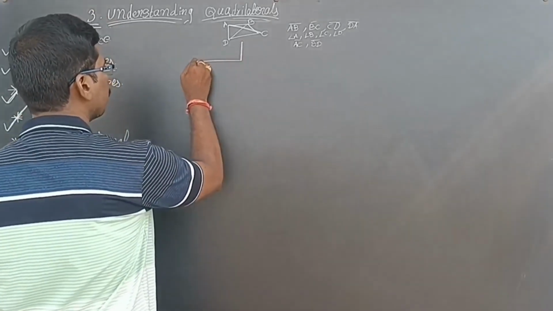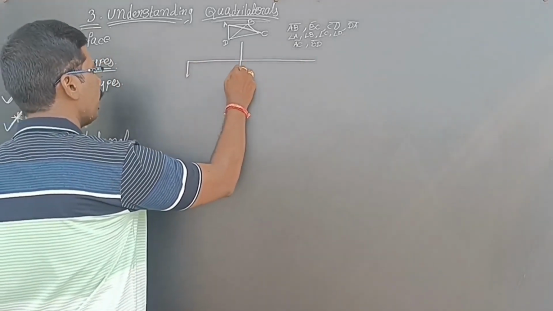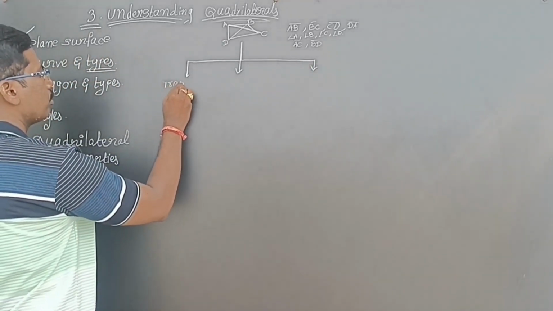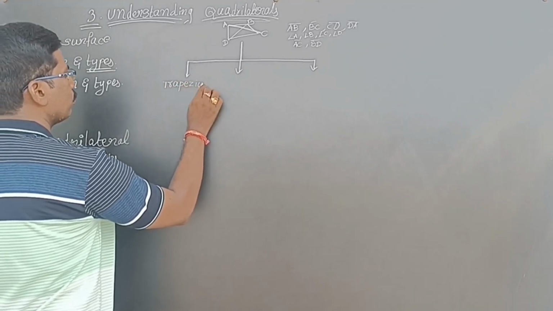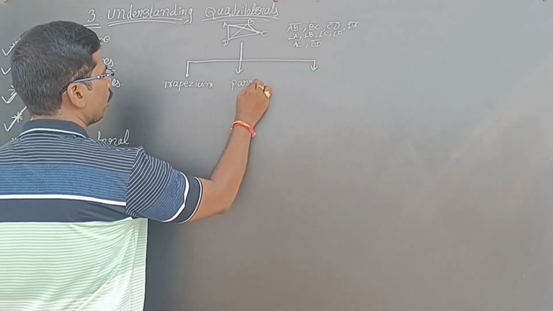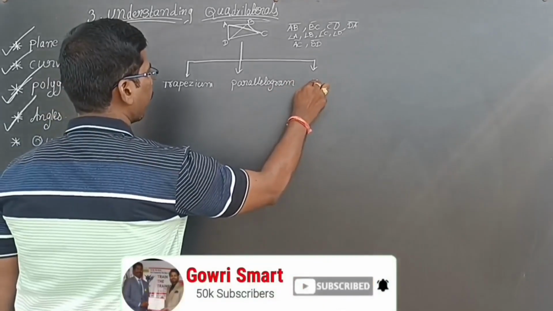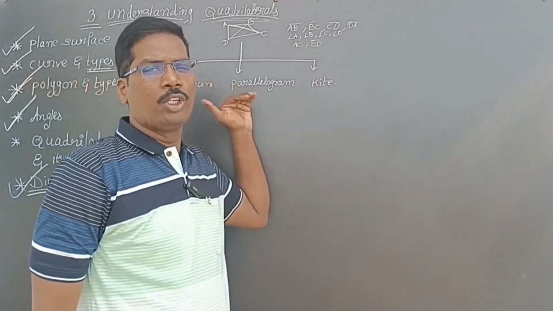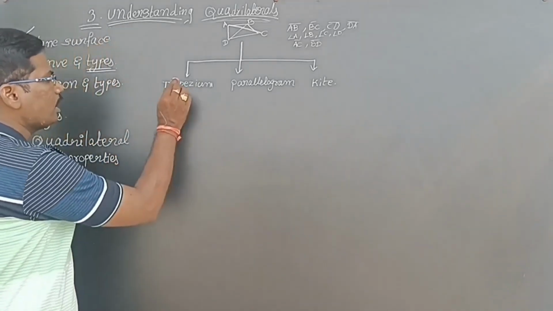Now sir, see here. This quadrilateral again has so many types. Let us see here. First of all, it is classified into three types: trapezium, parallelogram, kite. So trapezium, parallelogram, kite. So what is a trapezium?